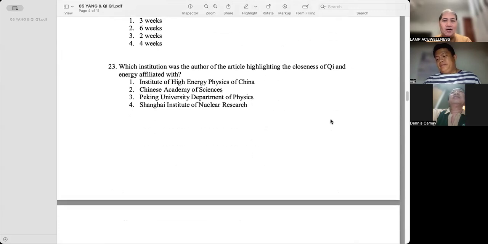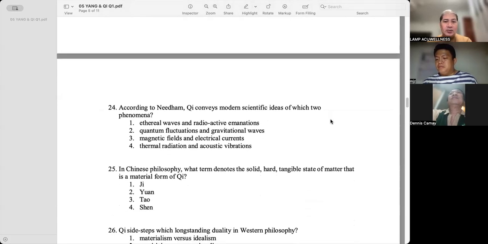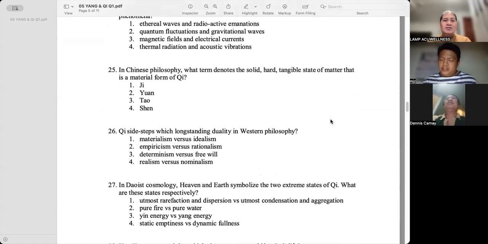Which institution was the author of the article highlighting the closeness of chi and energy affiliated with? Institute of High Energy Physics of China. According to Needham, chi conveys modern scientific ideas of which two phenomena? Ethereal waves and radioactive emanations. In Chinese philosophy, what term denotes the many, solid, hard, tangible state of matter that is a material form of chi?